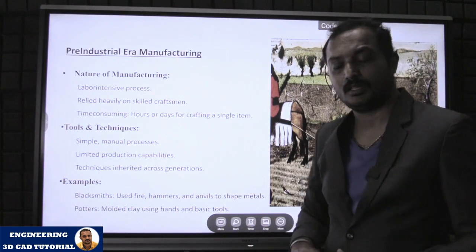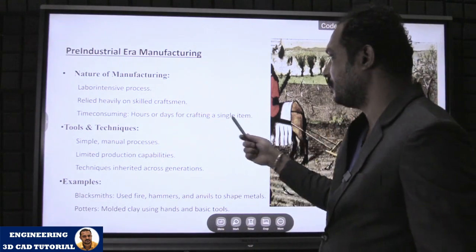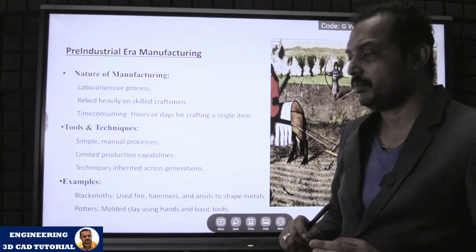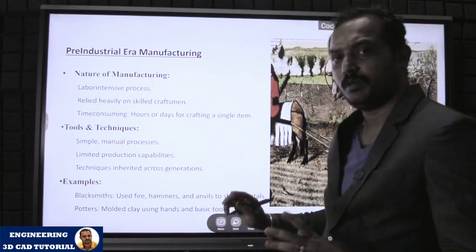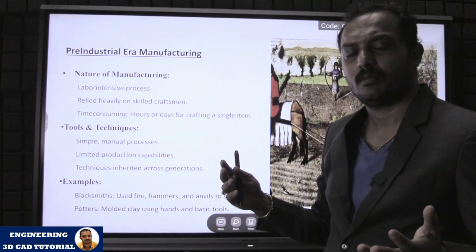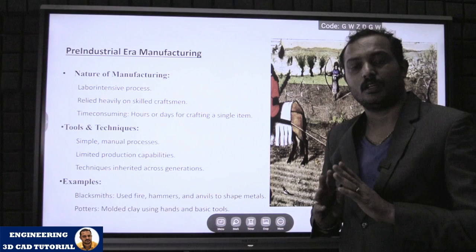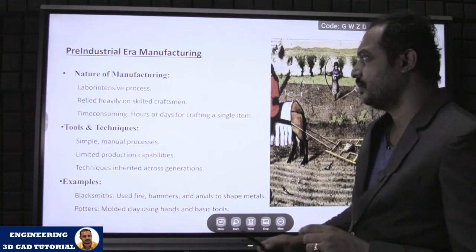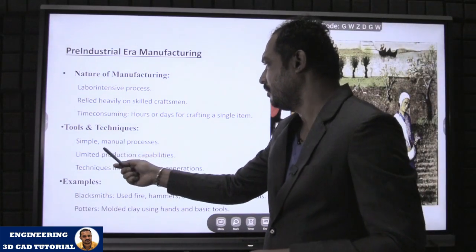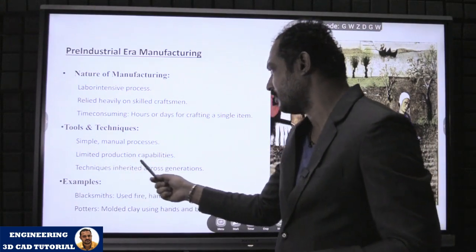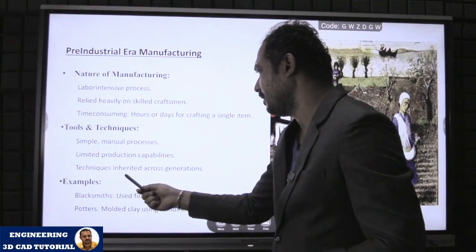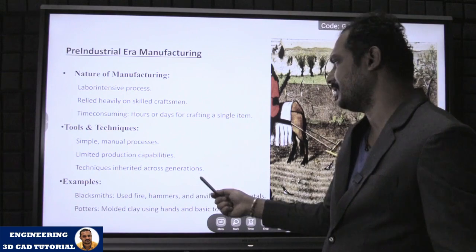As I told earlier, if a person spends more hours to produce a single component, the cost of the product will be at the higher end, and you can serve only a certain amount of society, not in a full-fledged way. So tools and techniques: simple manual process, limited production capabilities, techniques inherited across generations.